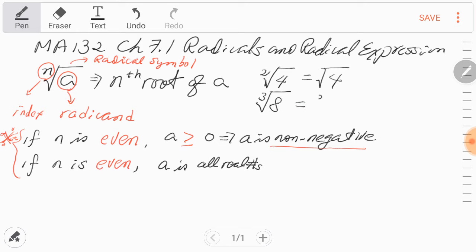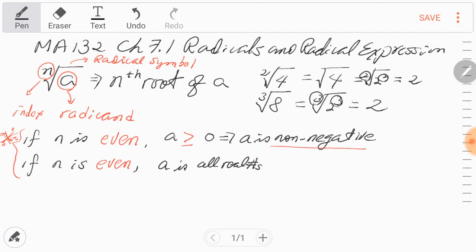Then the cube root of 8 is the cube root of 2 cubed. Since the index and the exponent of the radicand are the same, we can take this base, 2, out. And the square root of 4 is the same. 4 is 2 squared, so the power of the radicand is 2 and the index is 2. The index is not shown here, but if it's not shown, then the index is 2. So we can cancel out the index and the exponent so that the base can get out.